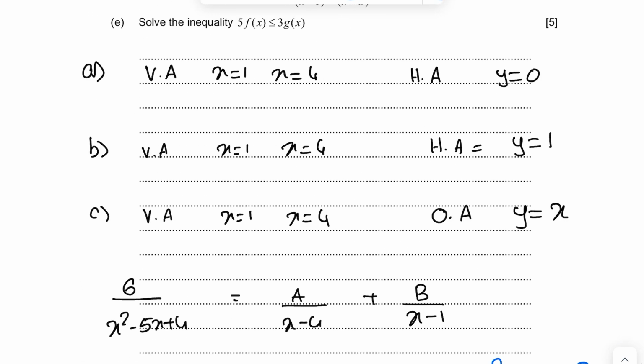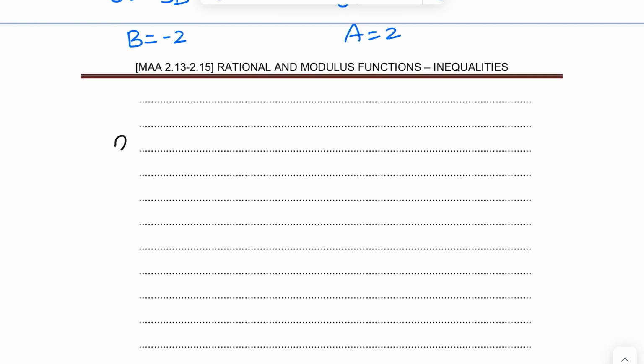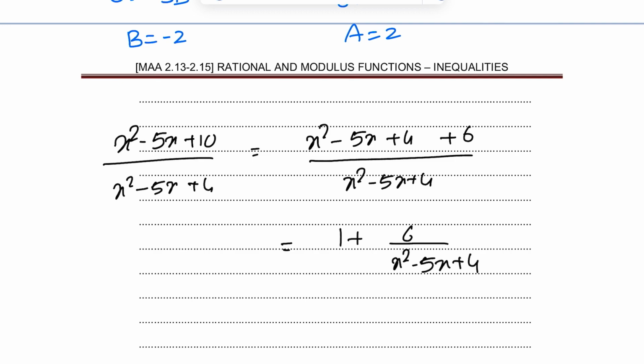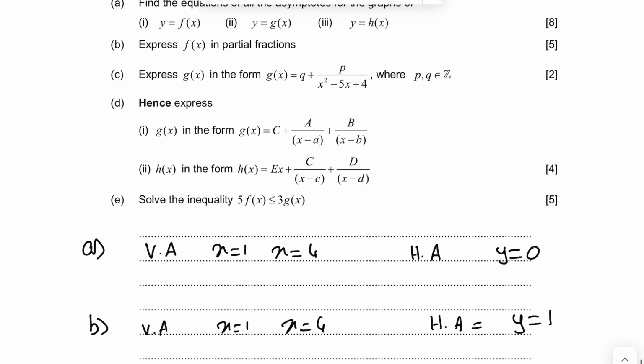x square minus 5x plus 10 divided by x square minus 5x plus 4. This can be written as x square minus 5x plus 4 plus 6 upon x square minus 5x plus 4, which will become 1 plus 6 upon x square minus 5x plus 4. Then express g of x in this form and h of x in this form.